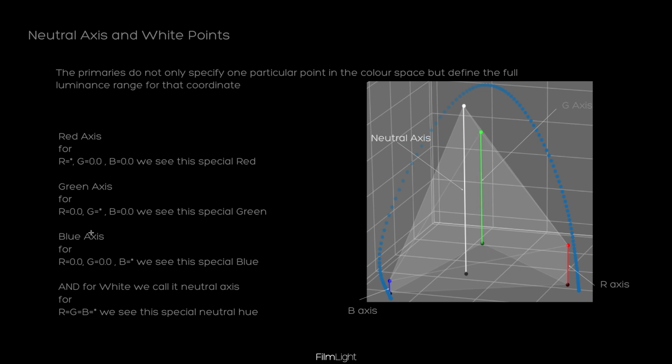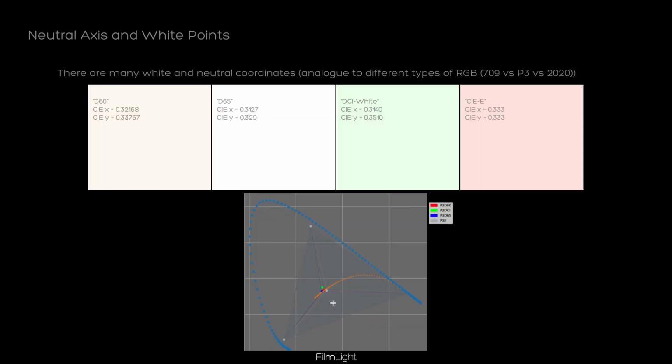The same is true for the axis that connects the peak luminance and the minimum luminance. We call this the neutral axis. For display RGB values where red equals green equals blue, we are on the neutral axis. So 0.2, 0.2, 0.2, or 0.55, 0.55, 0.55. For those, we are on the neutral axis of this particular color space. As you might see here, there are many different white points and neutral axes for different types of displays.